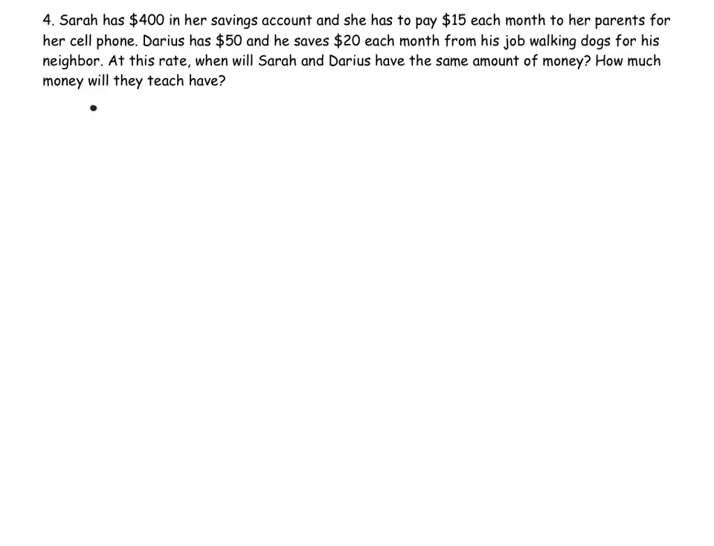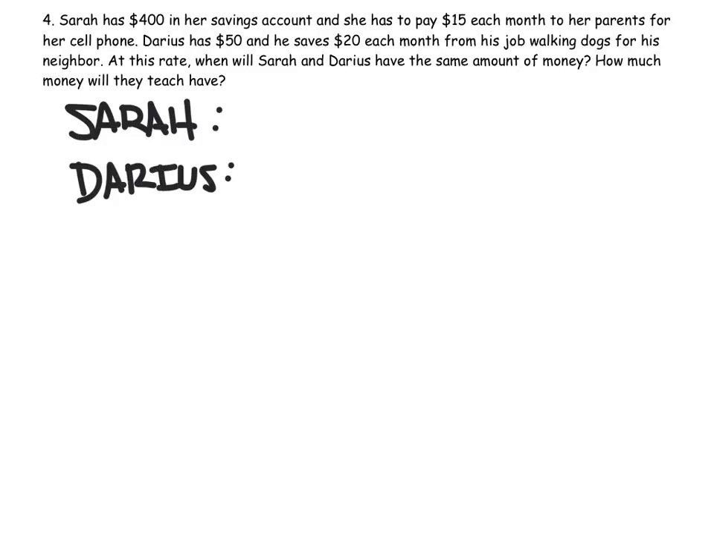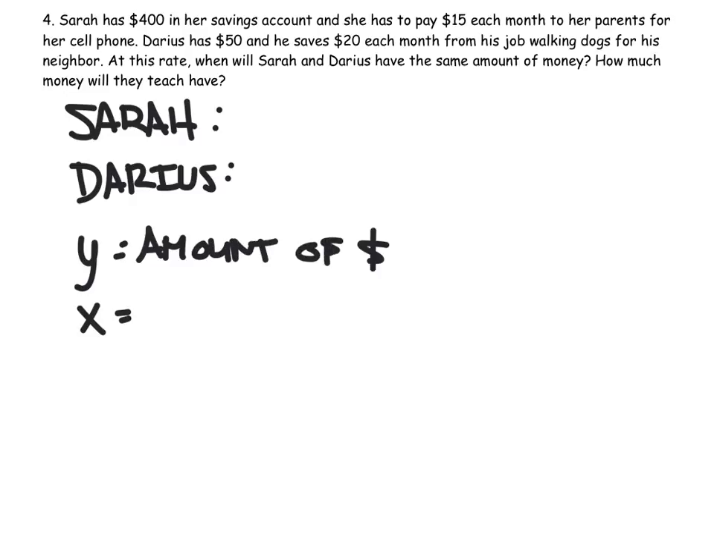Okay. Well, we got two people. We got Sarah, and then we have Darius. We can define our variables as y and x. So what do you guys think? What would y represent? To me, just reading this, at this rate, when will they have the same amount of money? So y, I would say, is the amount of money. And then x, let me double check that, x is the number of months. And we can see that because they're saving or spending some amount of money every month.